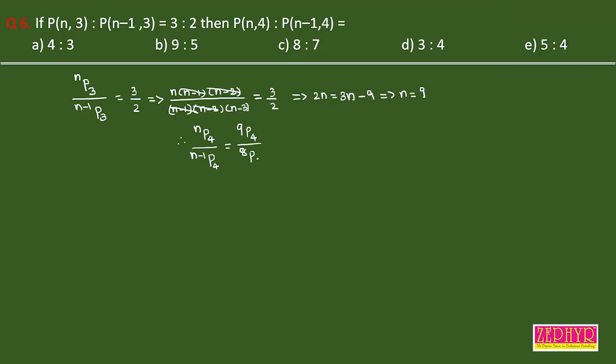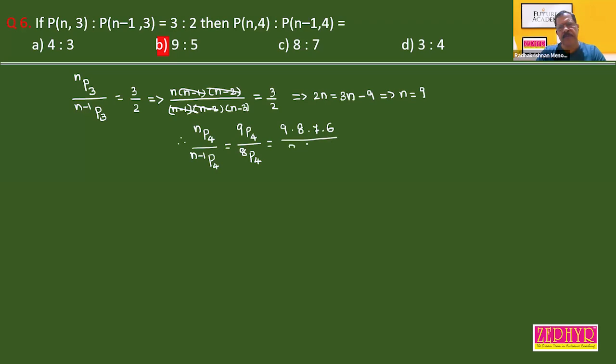Answer 9 by 5. Correct. So 9P4 is 9 into 8 into 7 into 6, and 8P4 is 8 into 7 into 6 into 5. So 8 into 7 into 6 is getting cancelled, and you're getting 9 by 5. Good. Okay.